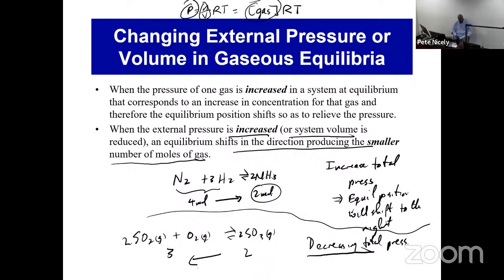You see what I'm saying? Whatever you do to the system, it will respond by doing the opposite. So therefore, the answer is that the equilibrium position will shift to the left. All right, and that's how that works out.